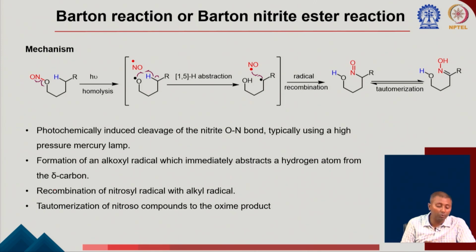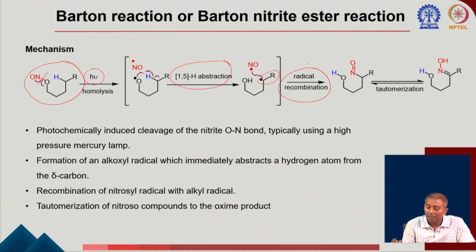Let us try to understand what is happening here. Once you form this nitrite, under h nu, which means once you put UV light, that is going to cleave this nitrogen-oxygen bond to generate this oxygen radical, which goes for this 1,5 hydrogen abstraction. As I mentioned in the previous slide, 1,5 hydrogen abstraction is the important factor for the intramolecular reaction. So that is going to generate this radical species, which can go for a radical recombination. Then after tautomerization, it can form this corresponding oxime.